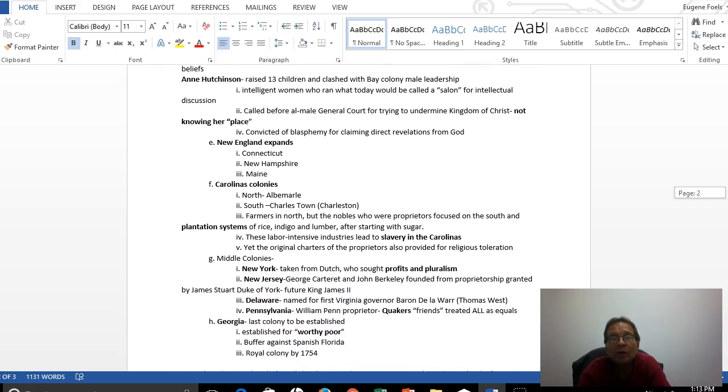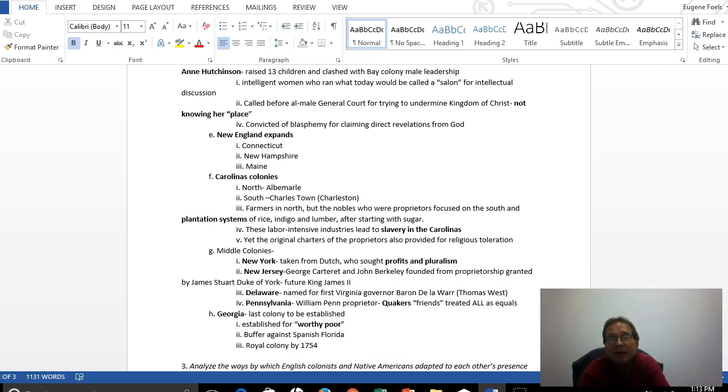Out of New England will come what are today the states of Connecticut, New Hampshire, and Maine. Originally that was all Massachusetts. The Carolinas will be split into North and South. Charlestown or Charleston will be a big city in South Carolina.